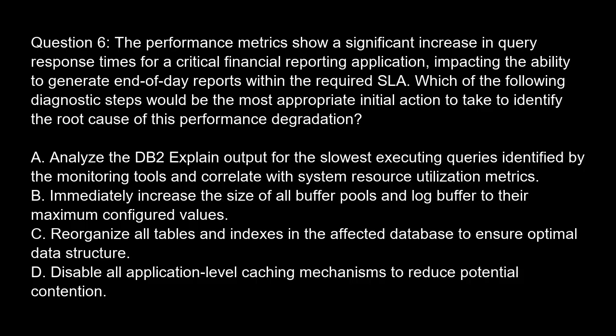Analyze the DB2 explain output for the slowest executing queries identified by the monitoring tools and correlate with system resource utilization metrics. Option B. Immediately increase the size of all buffer pools and log buffer to their maximum configured values. Option C. Reorganize all tables and indexes in the affected database to ensure optimal data structure. Option D. Disable all application-level caching mechanisms to reduce potential contention.